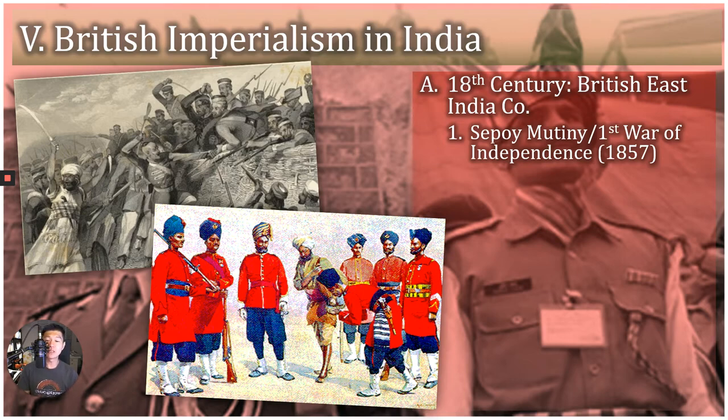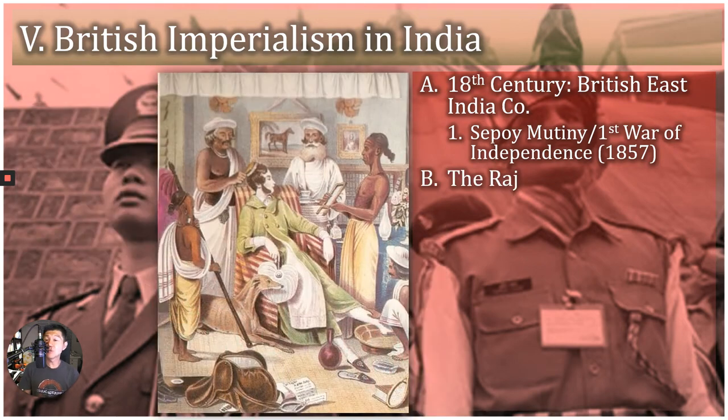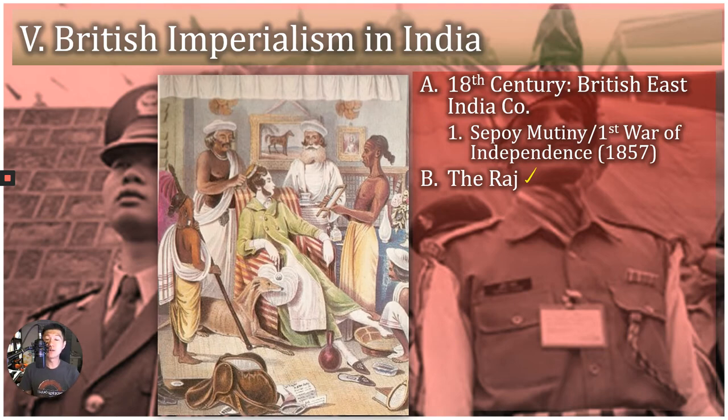But the result was, as the British started to reorganize the state, the British government realized it needed to come into the picture. And so what they started to do was bring in their own governors. And that created what is known as the Raj, or simply the reign of the British government.